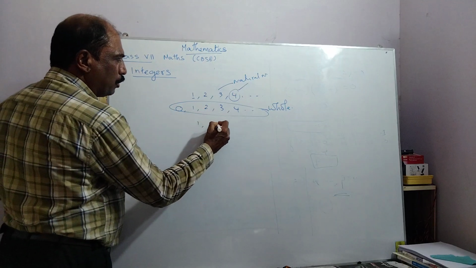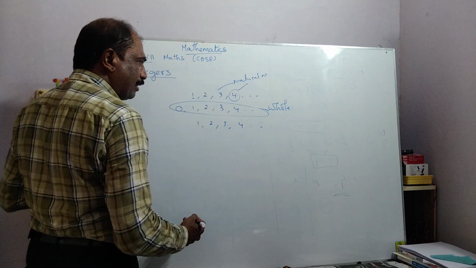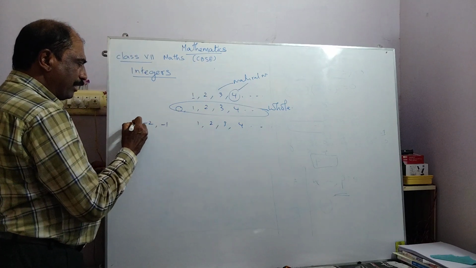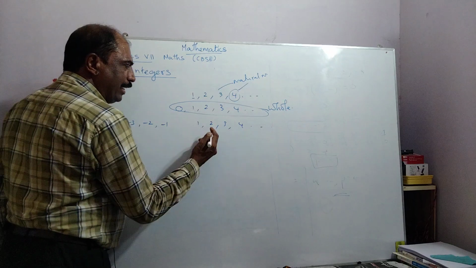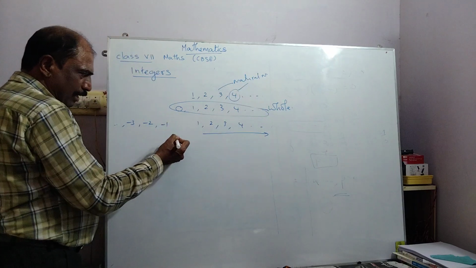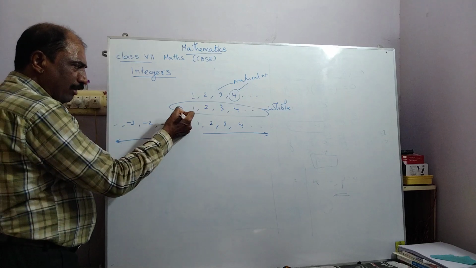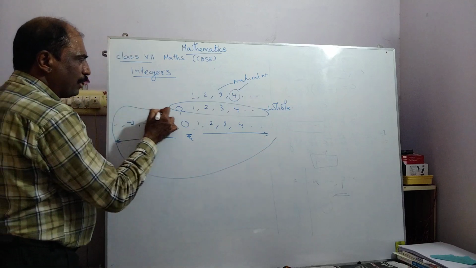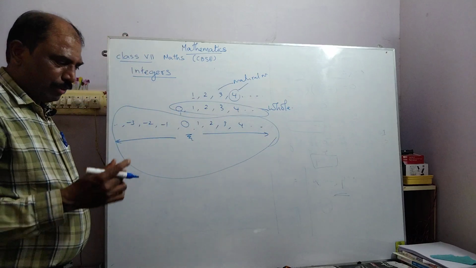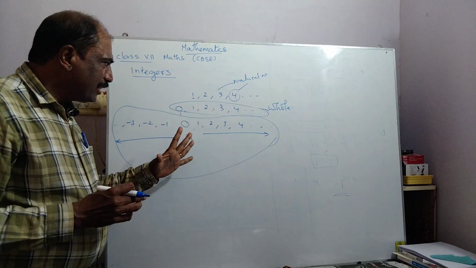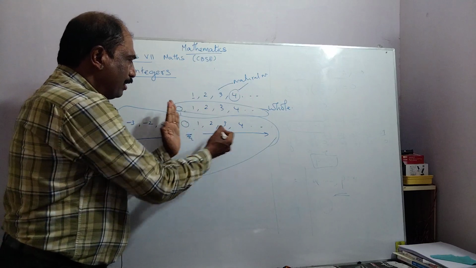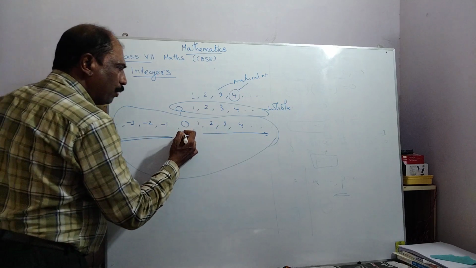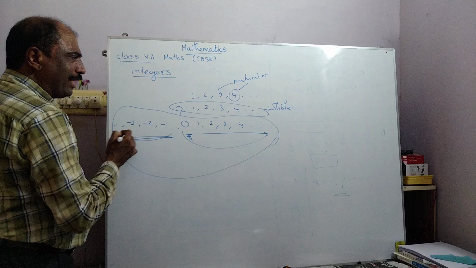So this problem was rectified by a new set of numbers. For 1, 2, 3, 4, what is the opposite? Say minus 1, then minus 2, then minus 3. For every natural number we had an opposite number. And along with 0 in the middle, this set of numbers is what we call integers. Okay students, understood? Integers include the natural numbers, 0, and the numbers opposite to the natural numbers.